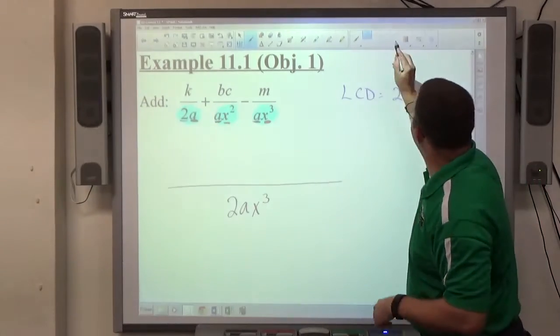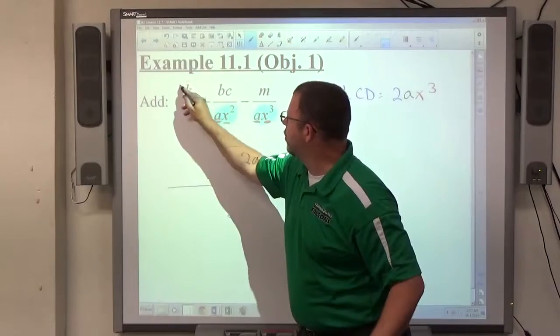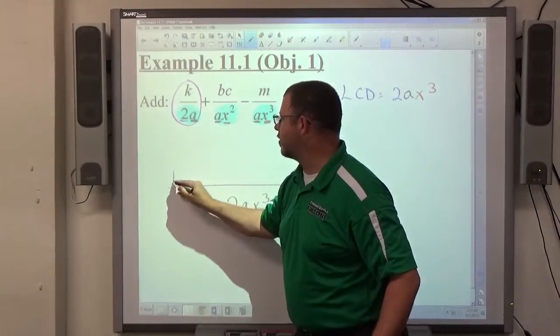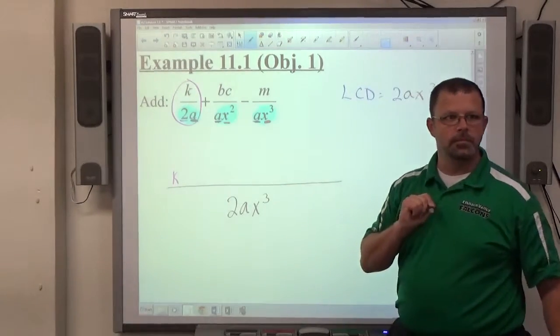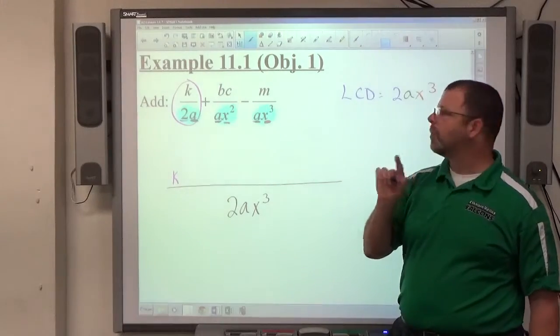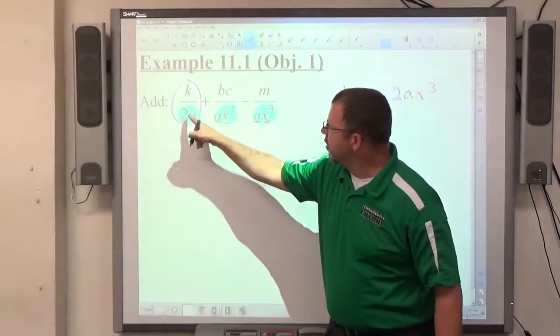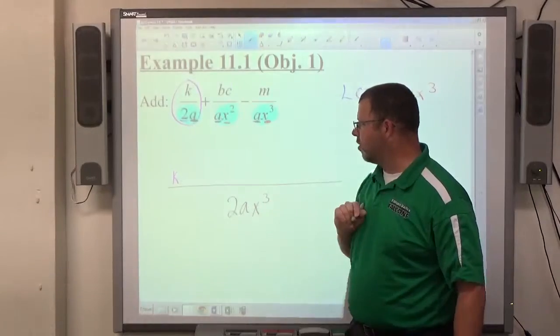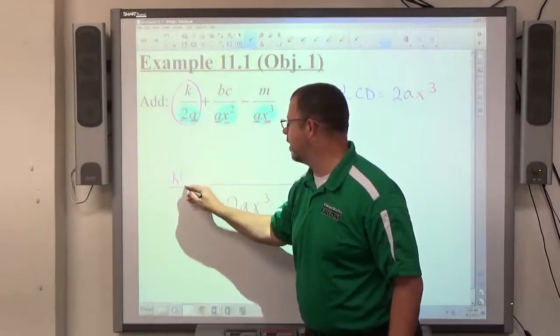Looking at the first fraction, k over 2a. The numerator already is k, so the numerator stays what it was, but then we have to make modifications. It was 2a, now it's 2ax cubed. What's new? X cubed. So I need to multiply by x cubed.